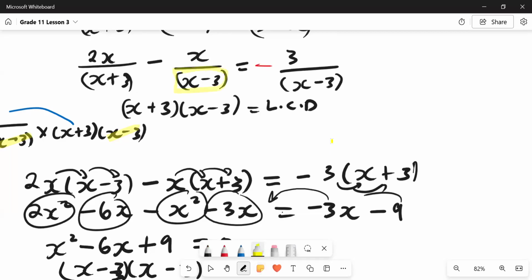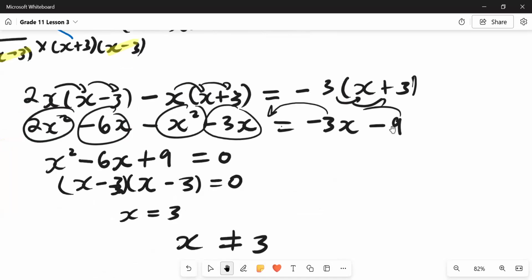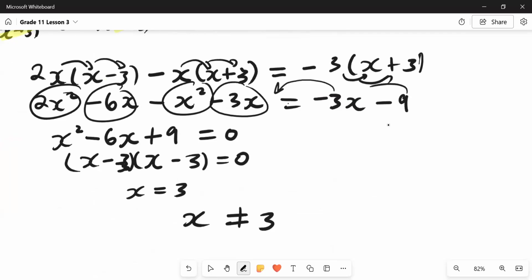So x equal to 3 will take us to undefined, basically. So there's no solution for this. There's no solution. So basically, we are fighting to prove that there's no solution for this.